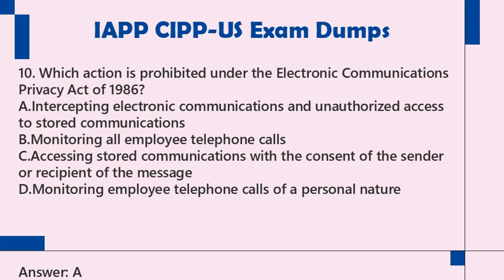10. Which action is prohibited under the Electronic Communications Privacy Act of 1986? A. Intercepting electronic communications and unauthorized access to stored communications. B. Monitoring all employee telephone calls. C. Accessing stored communications with the consent of the sender or recipient of the message. D. Monitoring employee telephone calls of a personal nature.